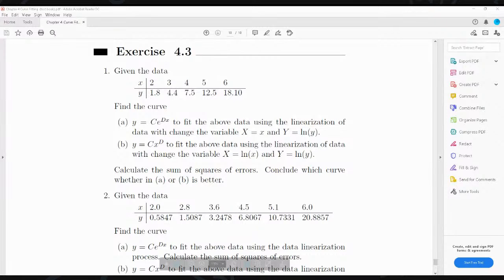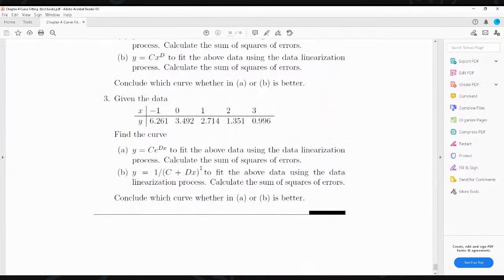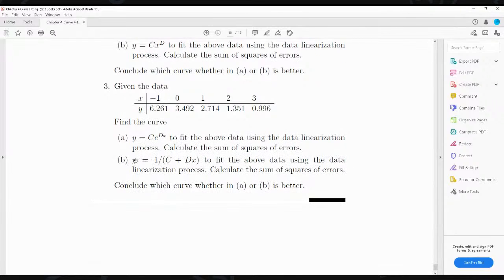All right, so the next is the second question. You are given the same data, same question. However, question number C is a challenge for you because y is equal to 1 over c plus dx. What should you do? In this case, you can do the fraction part by part. It's very easy, to make sure that you can transform to the linear y equal to a plus bx.